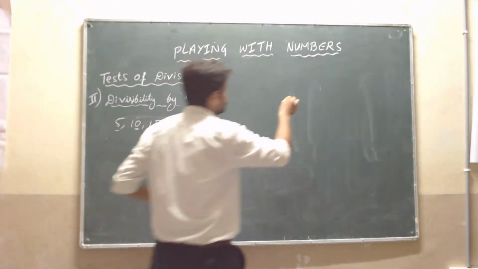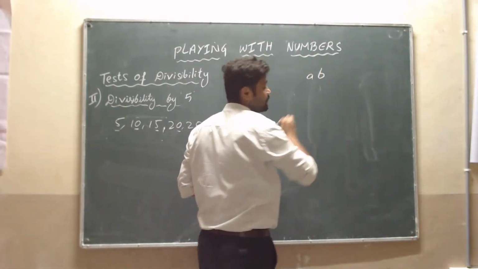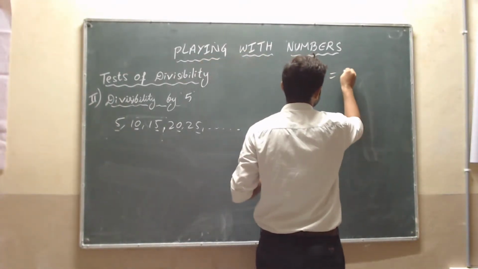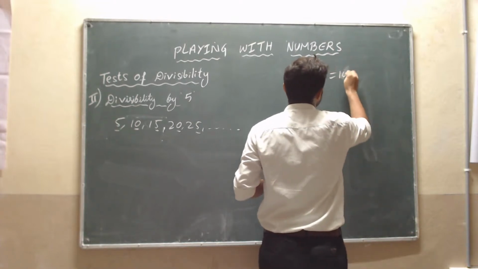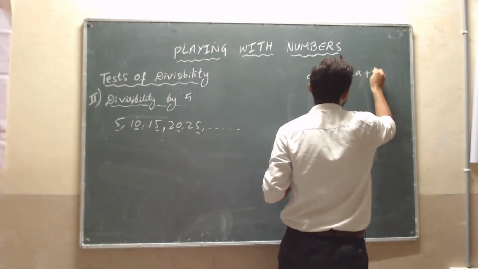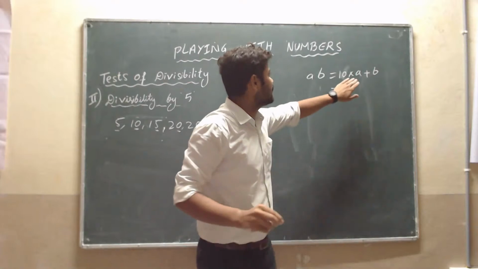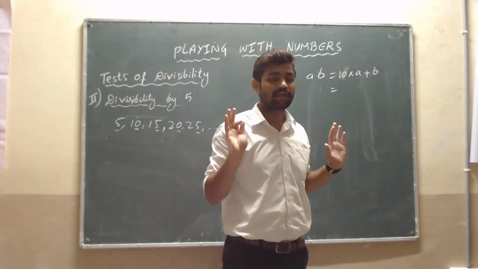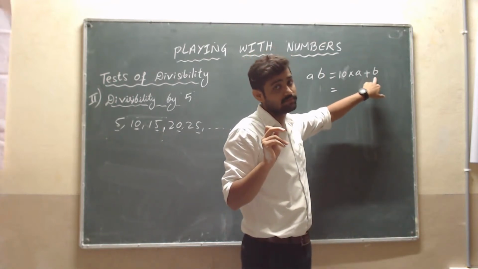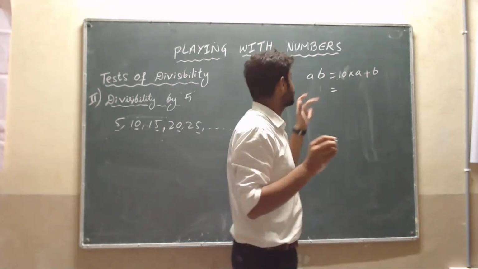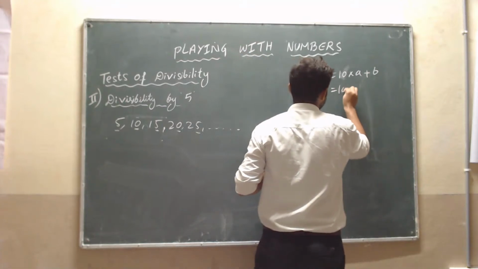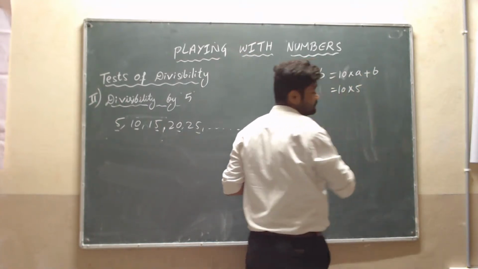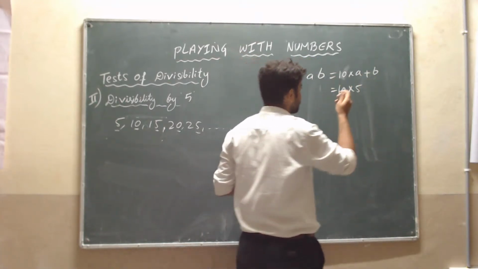See, I will take a two-digit number, that is AB. What is the expanded form of this? That is 10 into A plus B. Remember, we don't want this A value, whatever it will be from 0 to 9. We have to observe the B value, that is 0 to 9. Suppose I take the A value as 7.